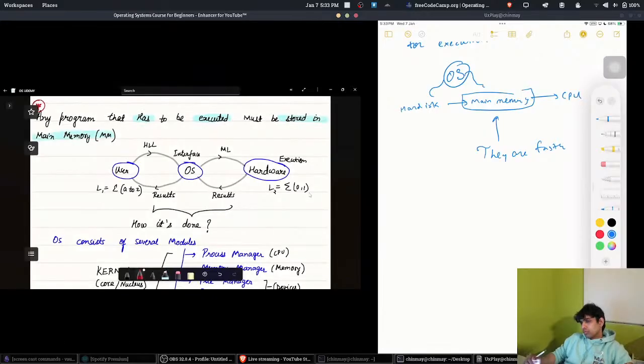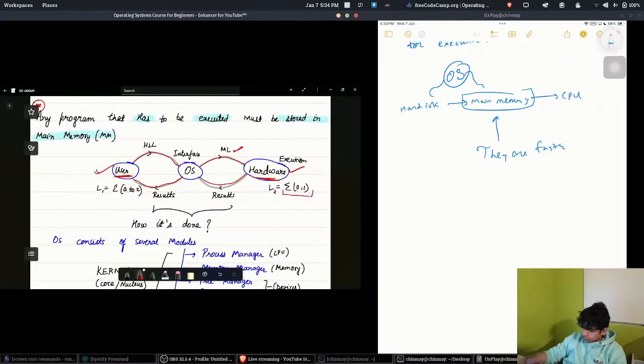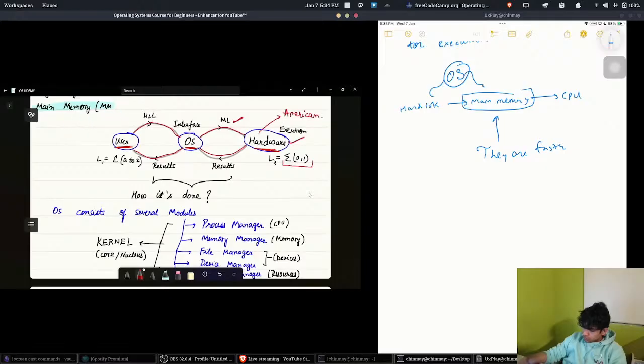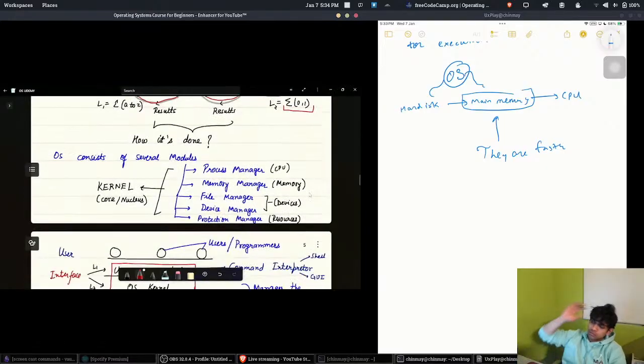Okay, now you can understand what an operating system is. Here is your user, here is our hardware. The operating system acts as a bridge for communication between user and hardware. The user talks in high level language. The question arises: how does the operating system perform so much work? How is it done?